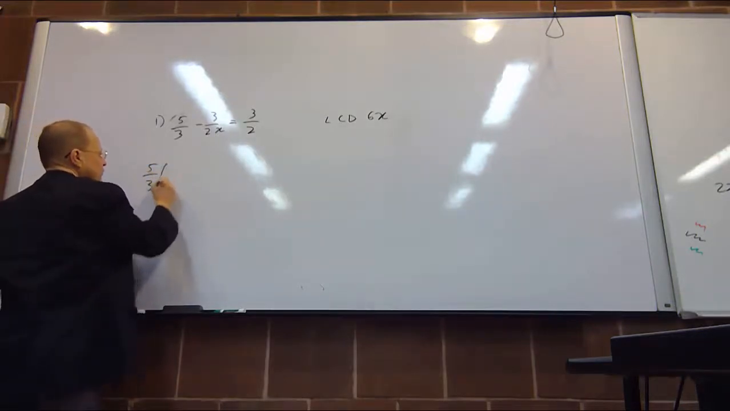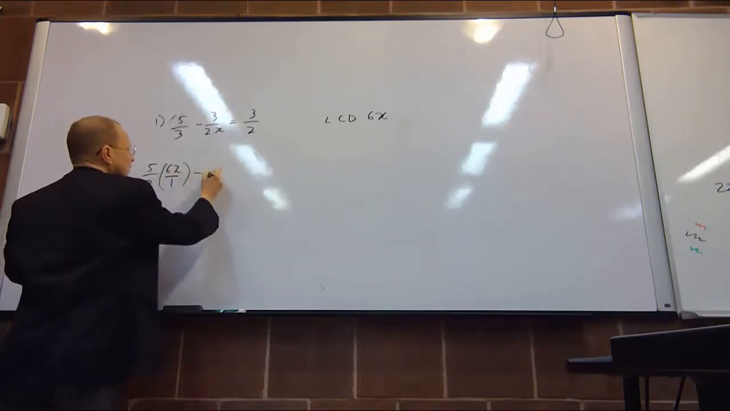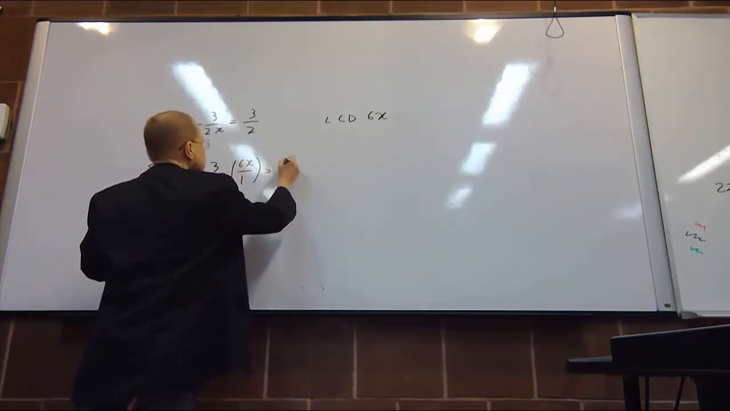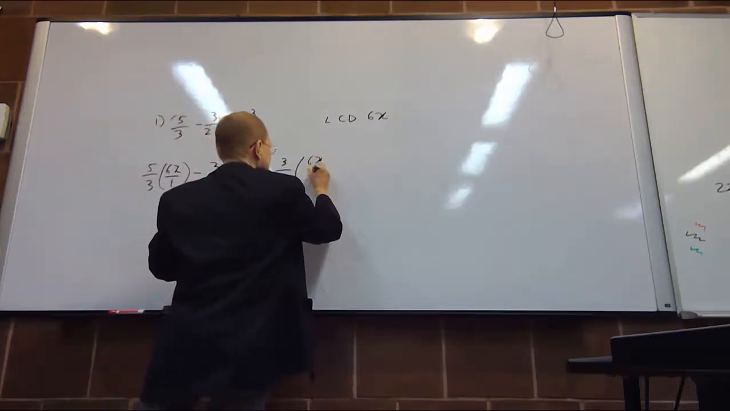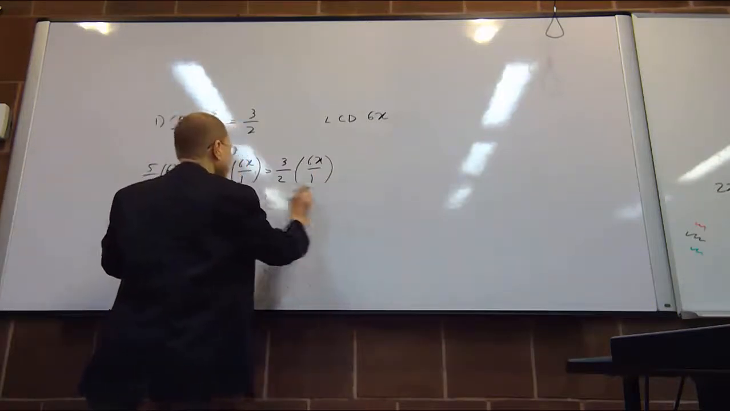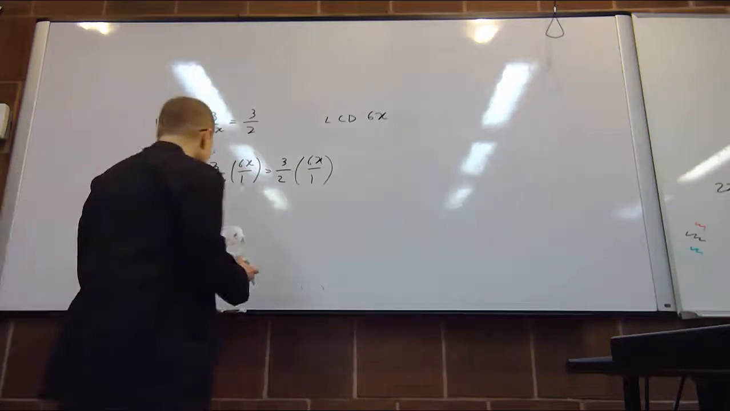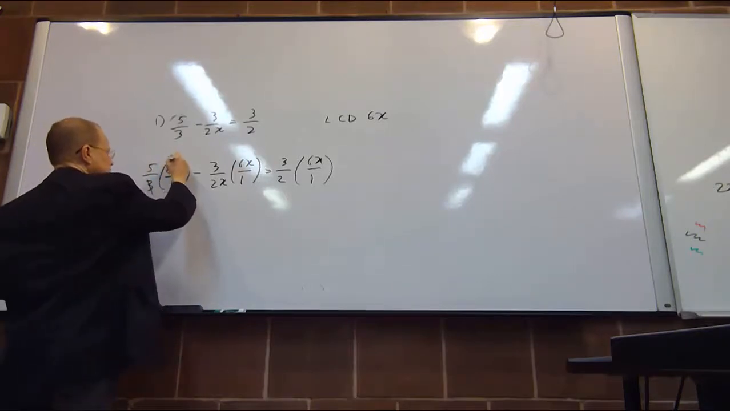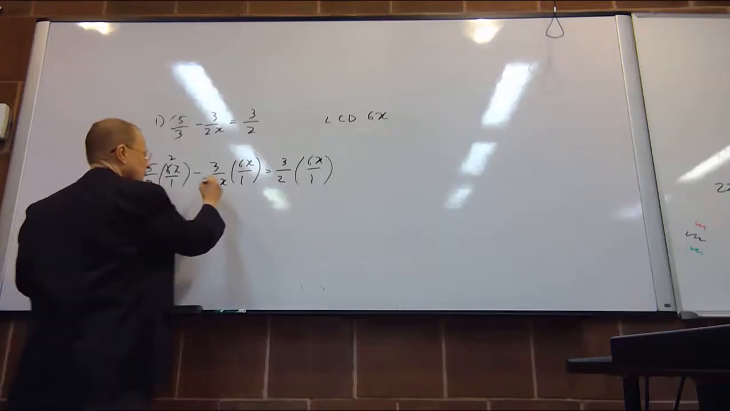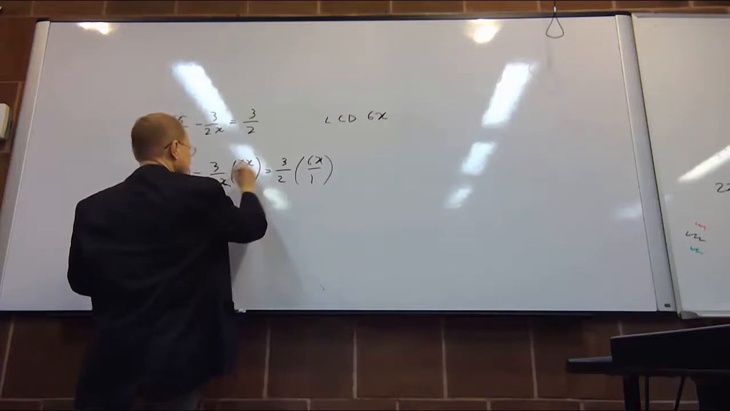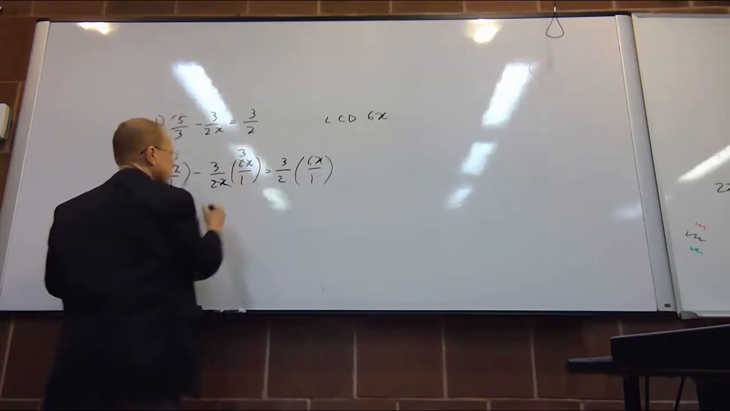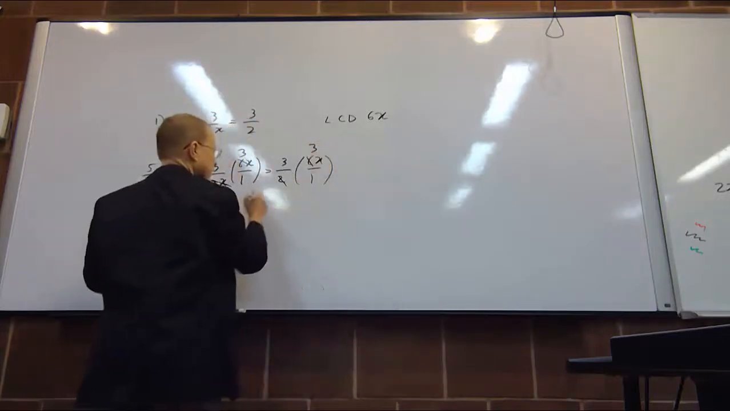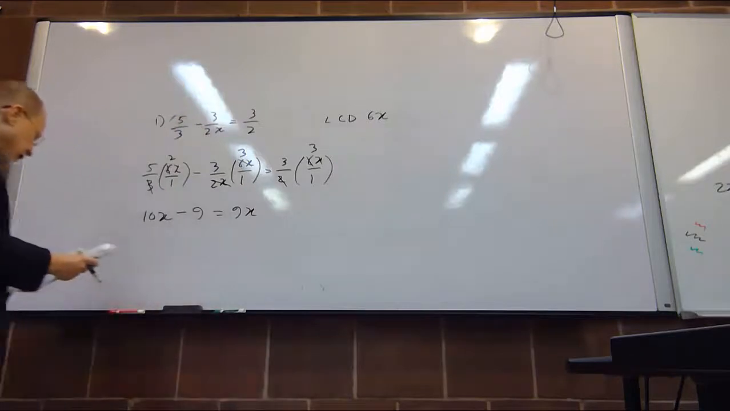So we have 5 over 3 times 6x over 1 minus 3 over 2x times 6x over 1 is equal to 3 over 2 times 6x over 1. Now remember, you have to multiply through the whole thing, including what's on the other side of the equality sign. And then we can start canceling. Here we have 3 and 6, so that's 2, so that's going to be 10x. Here we have 2x and then 6x. Well, the x's cancel out, and that 2 goes into 6 3 times, so that'll give us minus 9. And then we have 2, 6, 3, and then the x there, and that'll give us 9x.